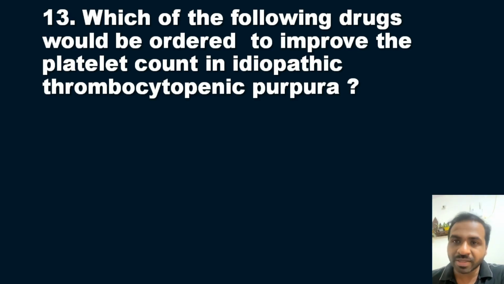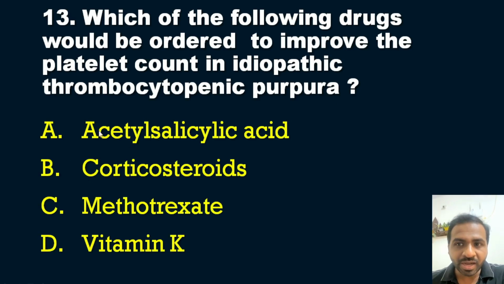So this is one among that. The question is, which of the following drugs would be ordered to improve the platelet count in idiopathic thrombocytic purpura? First of all, you have to think in mind what is idiopathic thrombocytic purpura. Then you can answer this question very easily. The options are: first, acetyl salicylic acid; second, corticosteroids; third, methotrexate; and the final option is vitamin K.